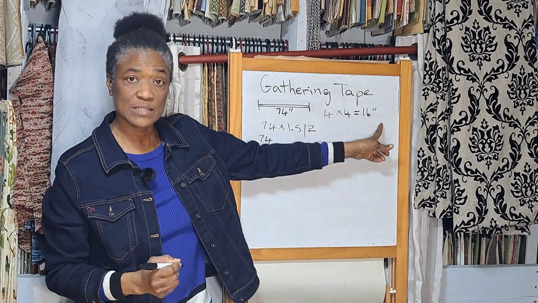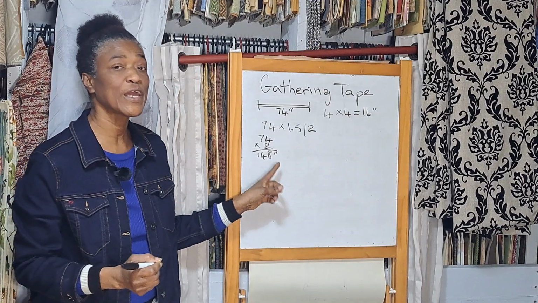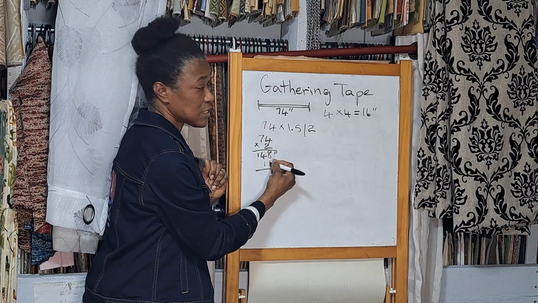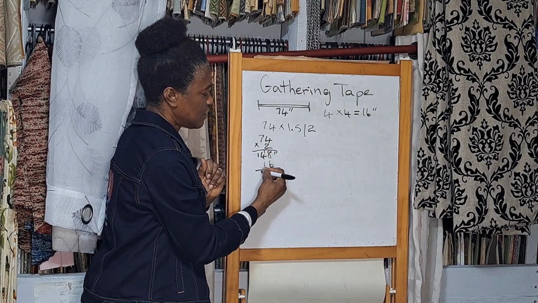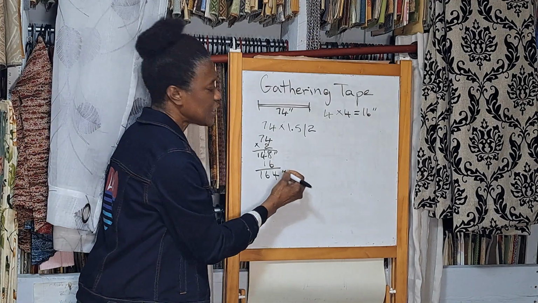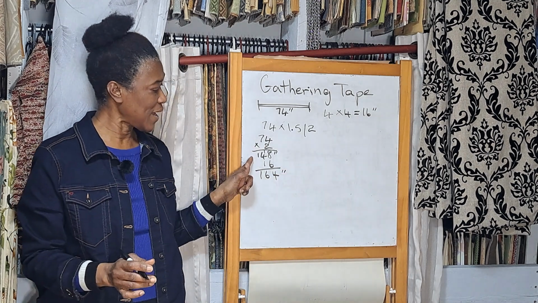We'll take this 16 inches and add that to our 148 inches. So that's 16, 8 to 10, 4 14, 4 5 6. That's 164 inches of fabric. Now let's go back to our 148.